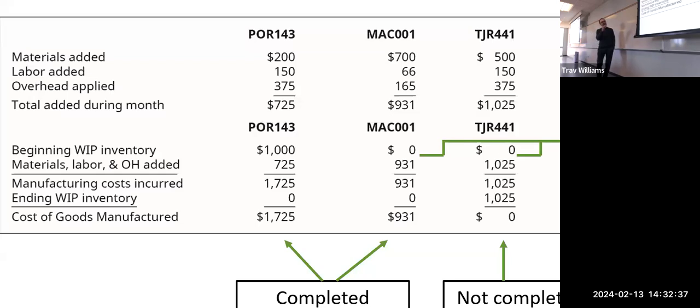I know it's a lot of information, but if you just take it one step at a time, you see it kind of does make sense. And then for this job, they added $1,025 of costs. Again, they started with nothing. That is what they added. Now, look at what's different here. Ending work in process inventory is $1,025. Why would that be? They haven't finished the job. Exactly, they haven't finished the job yet, so it's still in process. So they have zero cost of goods manufactured because they've not been fully manufactured yet.